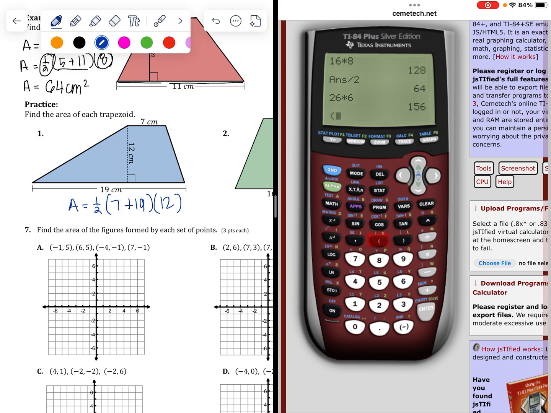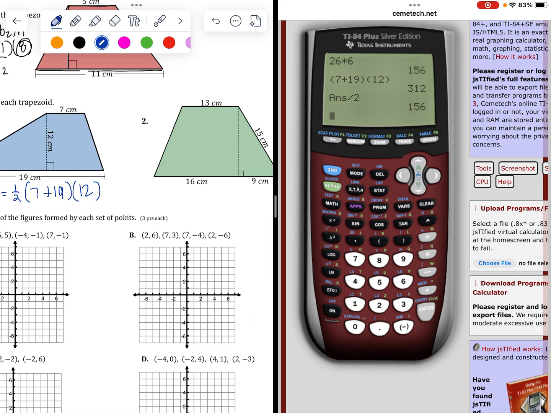Once again, you could do parentheses, 7 plus 19, close parentheses, times 12, enter, 312, divided by 2, enter, and I get 156 centimeters squared.